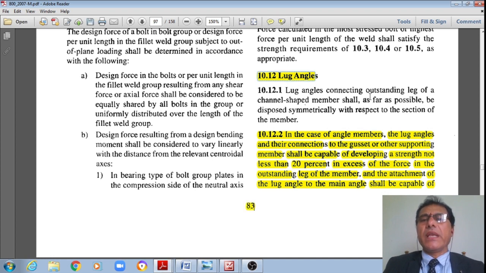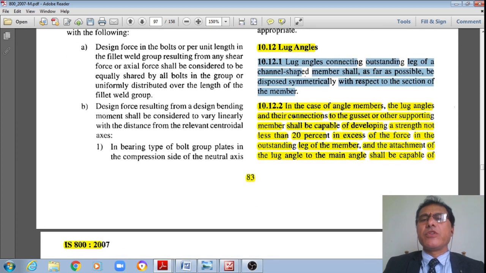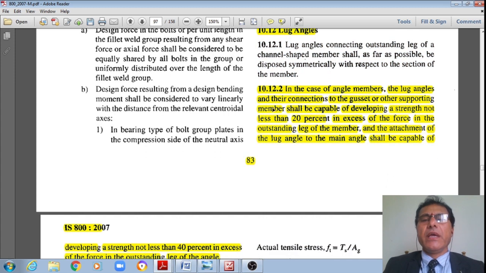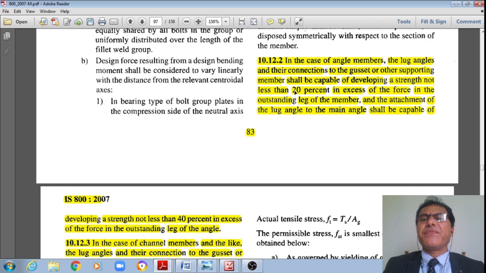the code says that the lug angles connecting the outstanding leg of a channel shaped member shall be, as far as possible, disposed symmetrically with respect to the section of the member. Obviously, it should be disposed symmetrically with respect to the section of the member, so as to avoid the eccentricity. The next codal specification is in the case of angle members.